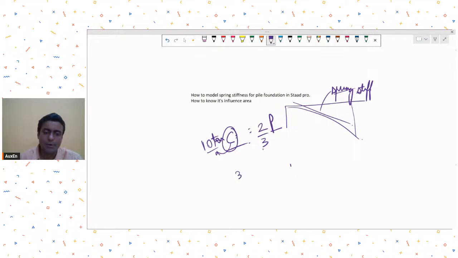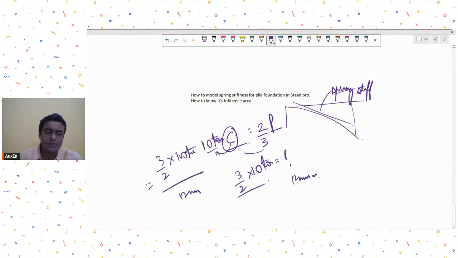How will you do it? So you do 3 upon 2 into 10 tons. This is your P, at which 12 mm settlement has taken place. So you do 3 by 2 into 10 tons upon 12 mm settlement. This will give you a K value. But this is a jugaad. It's not, I would say, a very appropriate approach. But then, in absence of any data, you could stick to this technique, or you take it from load settlement curve.